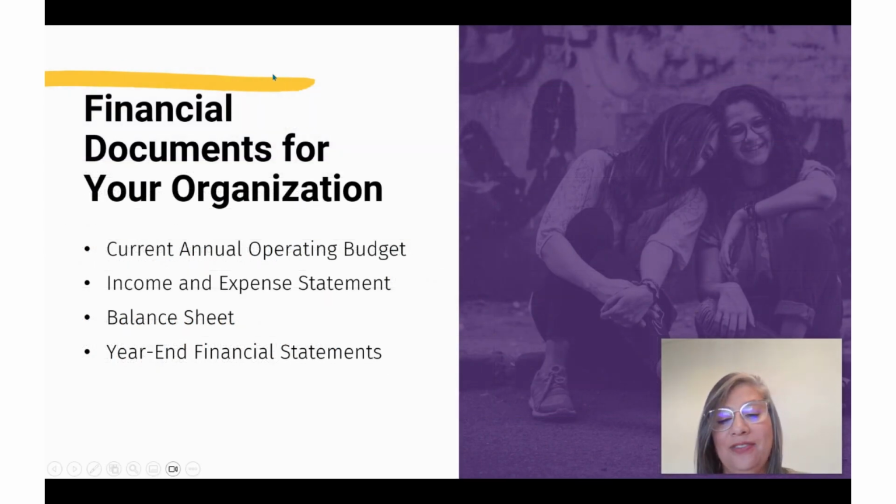Now let's discuss financial documents for your organization. In addition to the budget documents for your project or program related to your grant request, we request a current annual operating budget for your organization as a whole, as well as income and expense statements, balance sheets, and year-end financials.